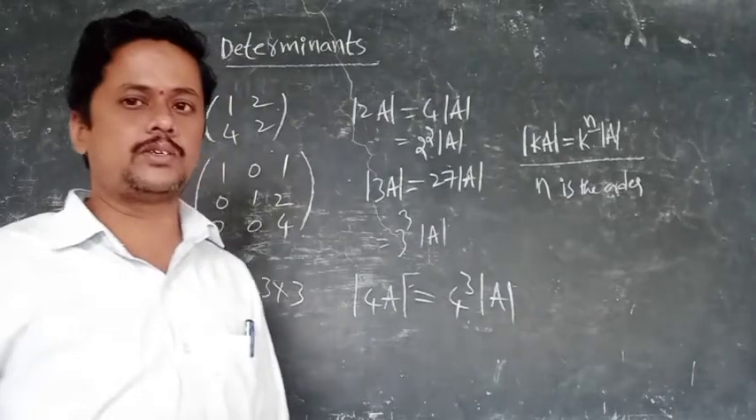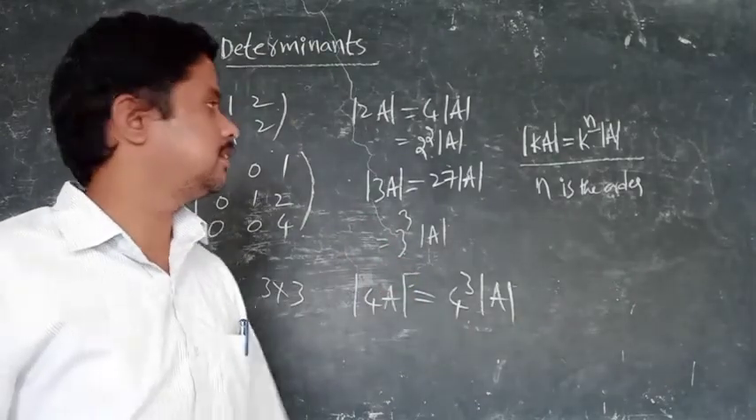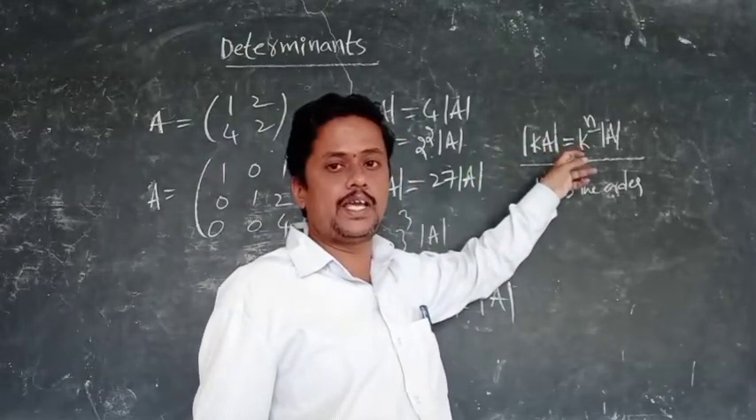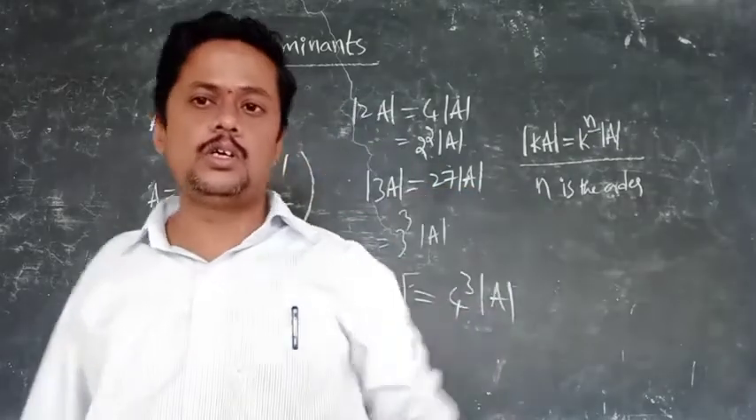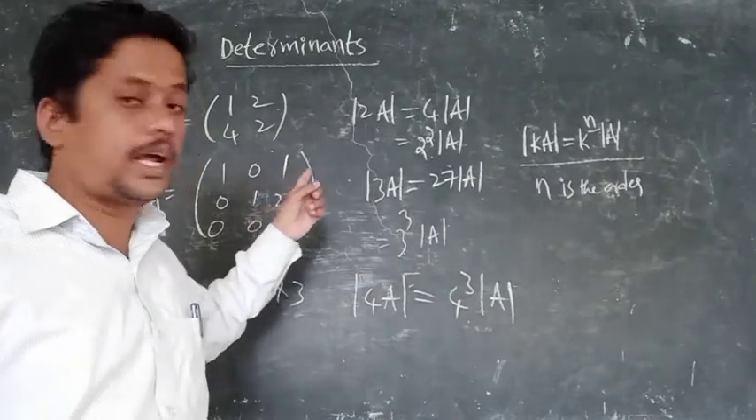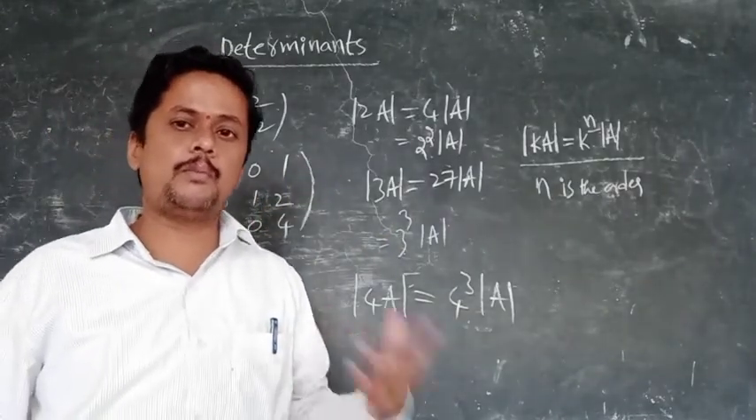My dear students, this is very, very important for the CET examination. That is the formula. Tell me once again: det kA is equal to what? Det kA is equal to k power n into det A. So you have to analyze this also. If you use this, it will be very useful. So, my dear students, next is properties of determinants.